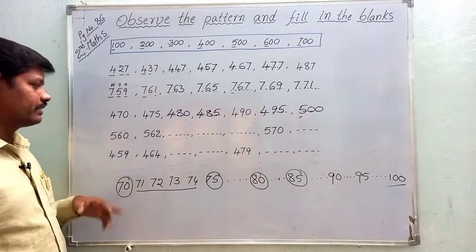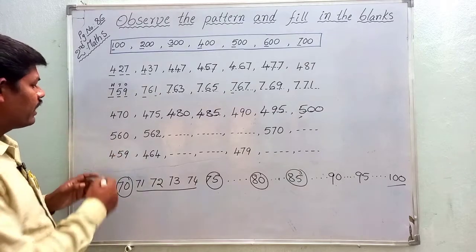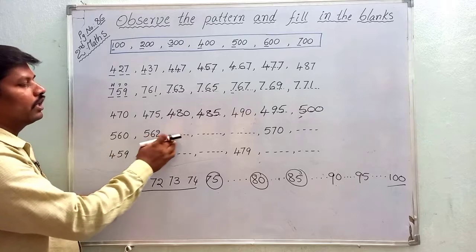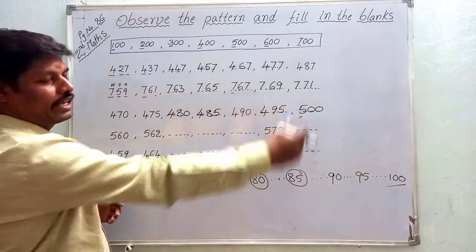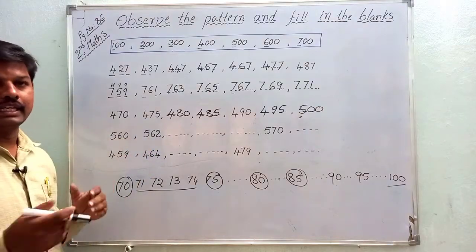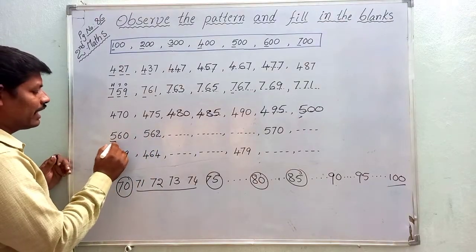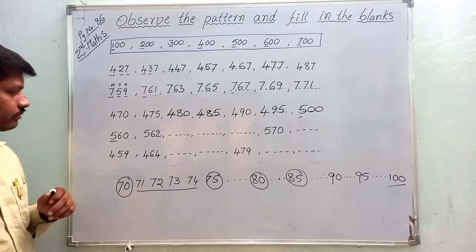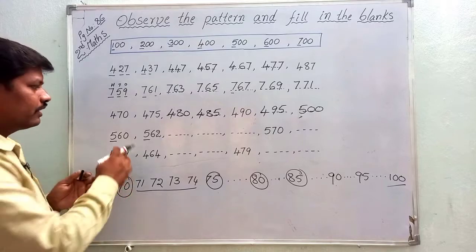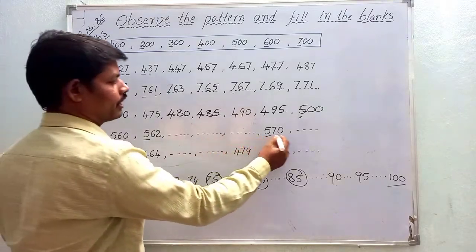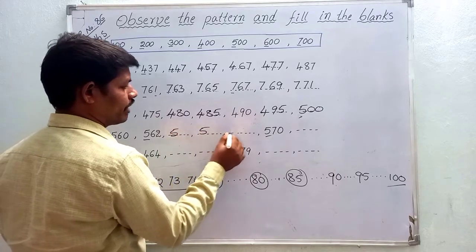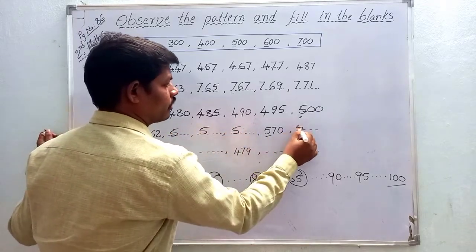Okay, so let us see the next one. 560, 562, dash, 570, and a dash is there. So what is the difference between these two numbers? Let us examine first. What is the digit present in the hundreds place? 5. What is the digit present here in the hundreds place? 5 only. That means the hundreds place is the same. Here also 5. So you can write 5, 5, 5.